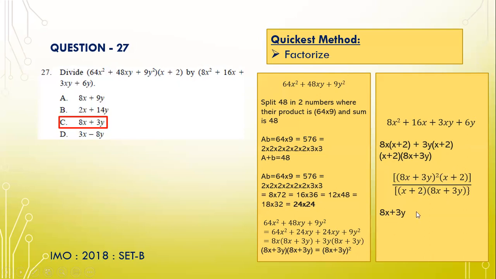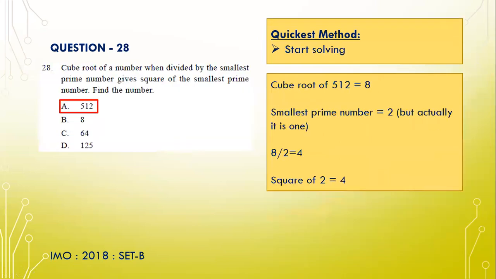What will only remain is 8x plus 3y. So the answer is 8x plus 3y. Again, a very good question. So practice, practice, and practice.